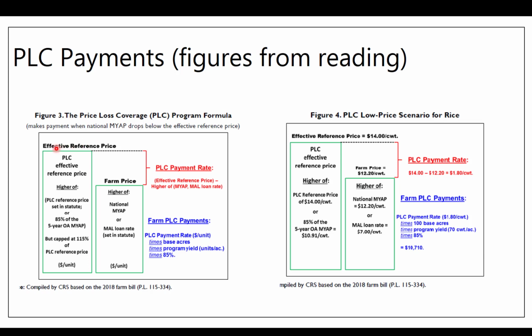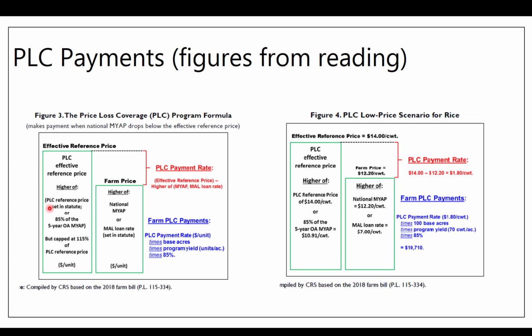Okay, and so the first part here is calculating that target price or that reference price, and that's what this box here is telling you about. So we have the PLC effective reference price on this side of the green line, and that will be the larger of what is set by the statute. You have already looked this up in your homework for several different crops, and so we know for corn that reference price is $3.70.